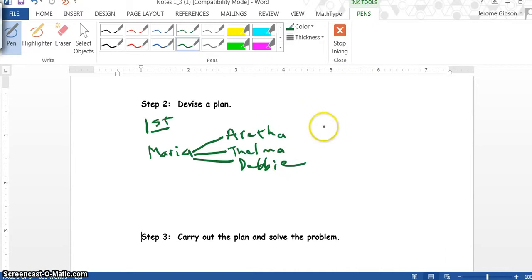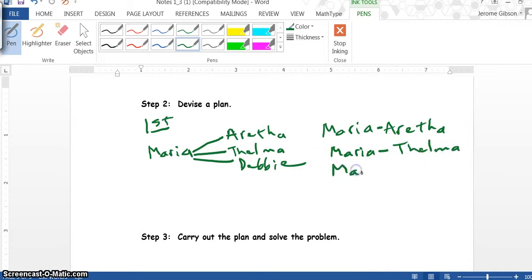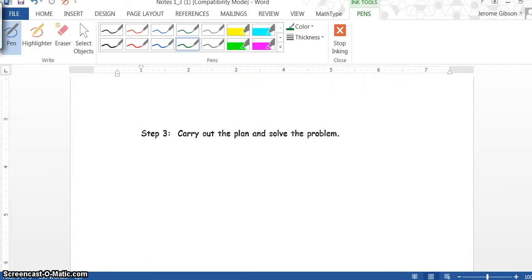And this is how it will be written. We have Maria first, Aretha second; Maria, then Thelma; and Maria, and Debbie. Now, this could work for all 4 participants. So, we have our plan. We list the participant, and we list the other 3 possibilities for second place. And I should have put second place here. Okay, now, we scroll down to step 3.